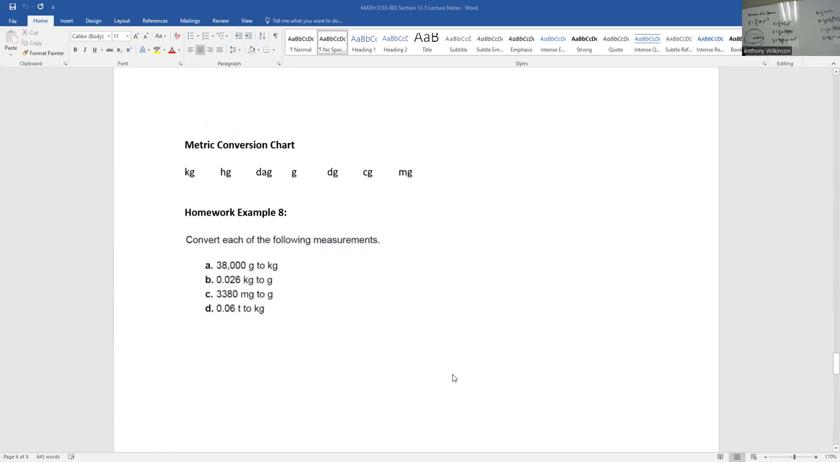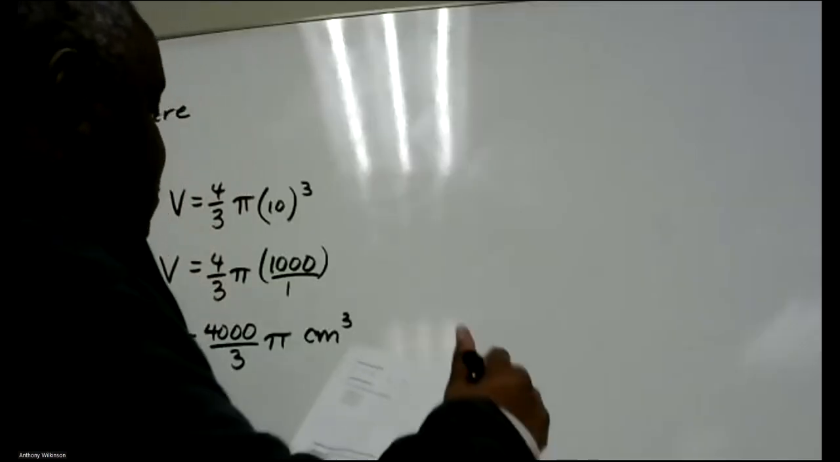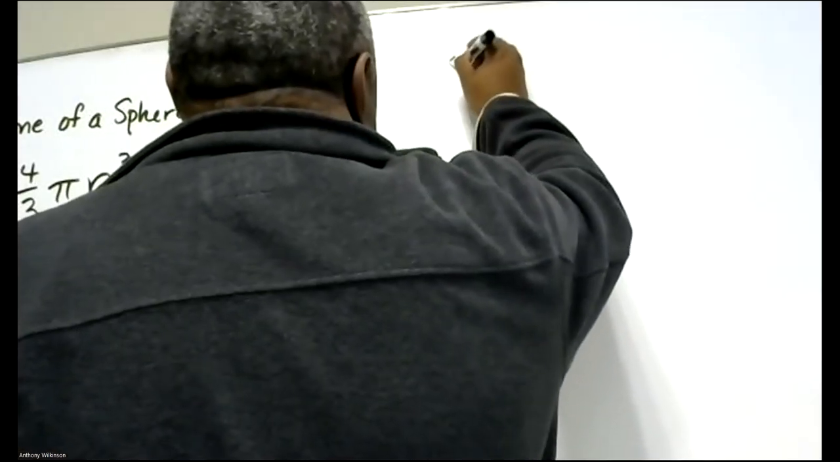Okay. This one should be quite simple. You're just basically moving the decimal point either to the left or to the right, depending upon the unit of mass that you're dealing with. So like in example 8, we want to convert each of the following measurements. So in this case here, we got 38,000 grams to kilograms. Okay, so let me write that conversion.